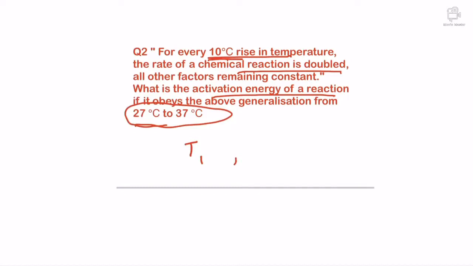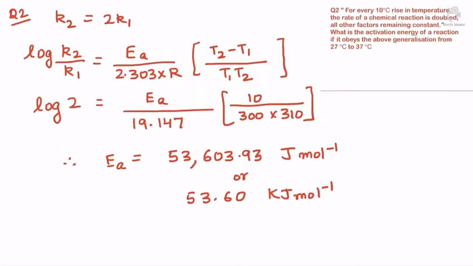So convert the temperature in degrees Celsius to Kelvin, 27 plus 273 and 37 plus 273. As simple as that. Always jot down the data which is provided to you. So the first thing that you have to do is write down the data. Second is you write down the formula. And third is you put down the values and calculate. So that's what we've done over here.